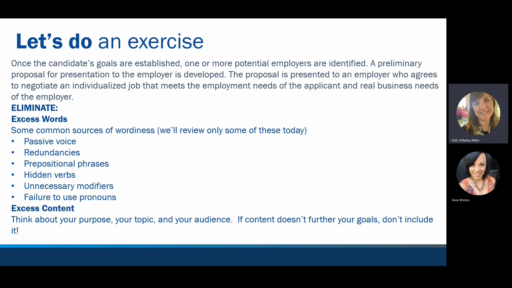Okay, so let's do an exercise. And this is a recording, so you can pause the recording and do this exercise if you would like. Rewrite this paragraph, and here are some reminders of what you should do. Eliminate those excess words, excess content. This is a very wordy paragraph, long sentence really, it could be. So go ahead and pause the recording, do the exercise, and then I'll show you my rewrite on the next page.